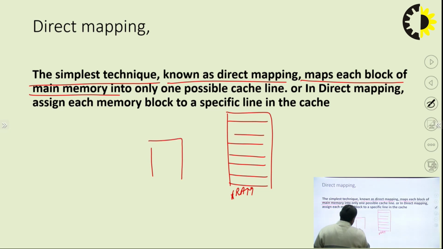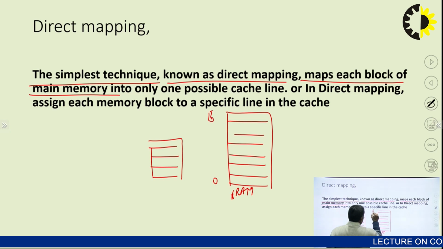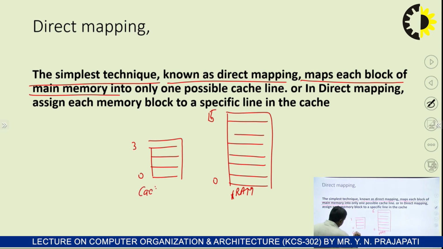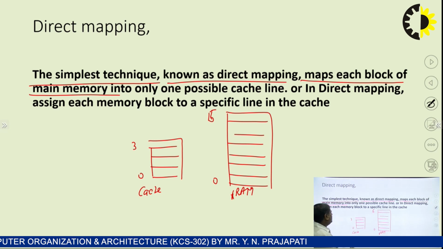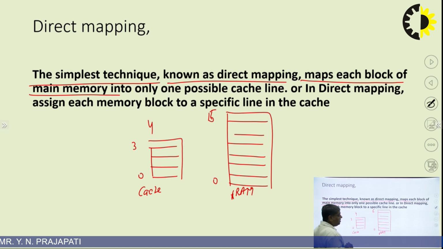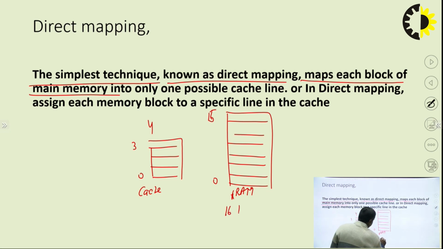Now, this is your cache. In direct mapping, we can suppose here 16 blocks, 0 to 15, and here 0 to 3. In cache memory, there are a total of 4 blocks, and in your main memory a total of 16 blocks.